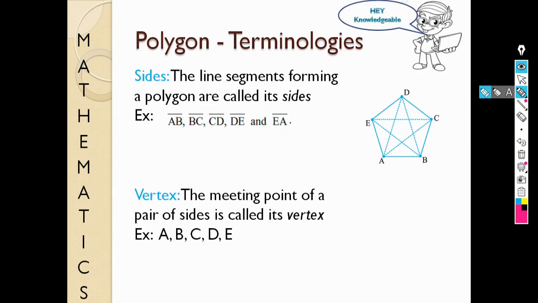So let's see some of the terminologies of a polygon. Sides: the line segments forming a polygon are called its sides. So if you see, AB is a side, BC is a side, CD is a side, DE is a side, and EA is a side. What is a vertex? The meeting point of a pair of sides is called its vertex. So if you see, A, B, C, D, and E are the vertices.